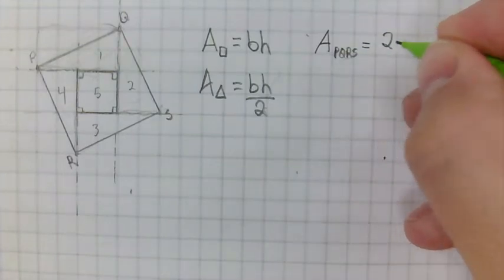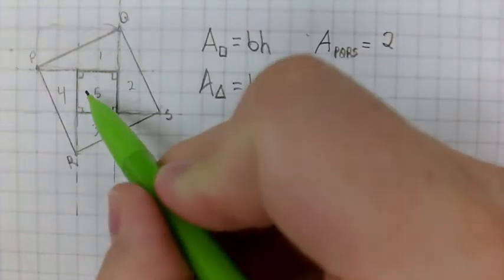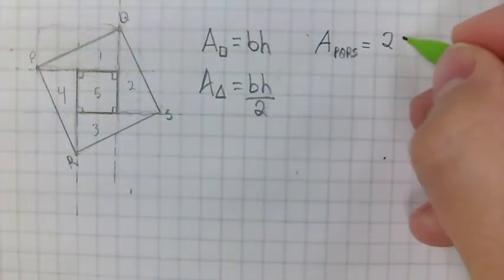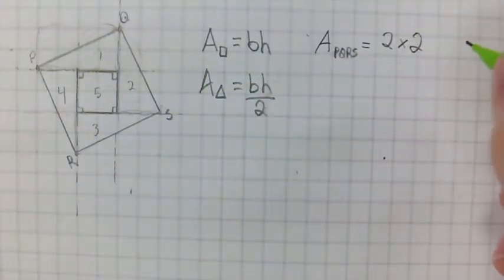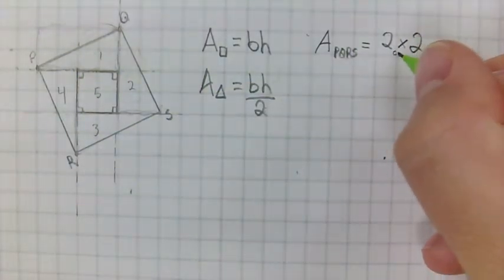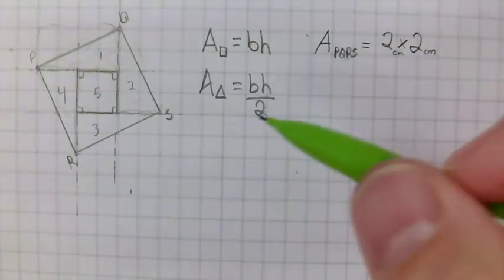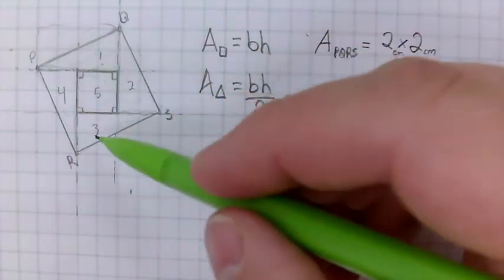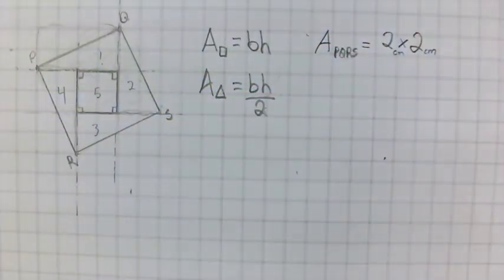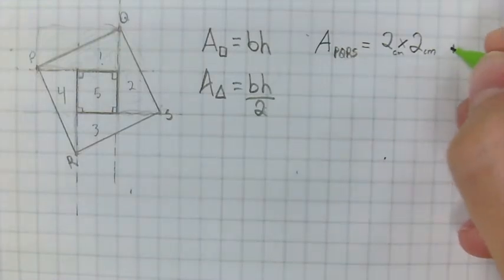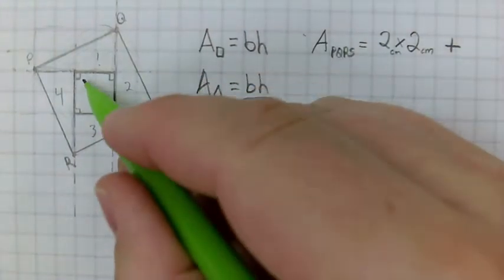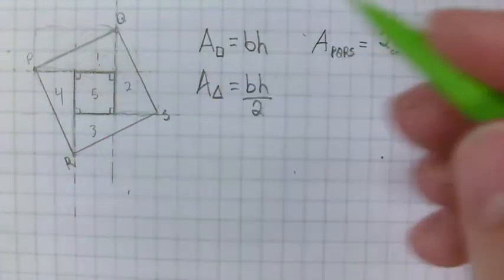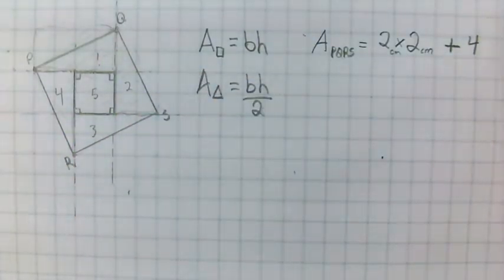So it's going to be 2 centimeters times 2 centimeters. And we'll write centimeters in. Don't forget my units. And then we've got 4 triangles, right? So we're going to add that to it, right? We have the area here, and we're going to add it to these areas where there's 4 of those triangles.